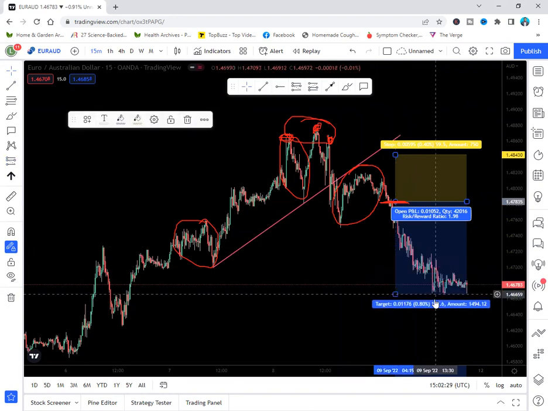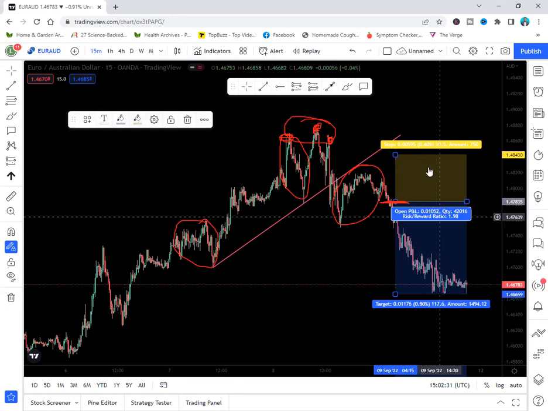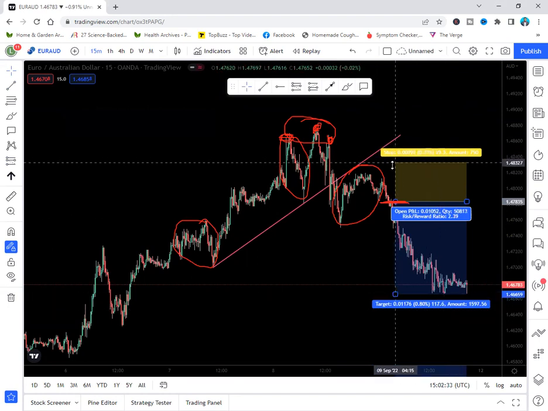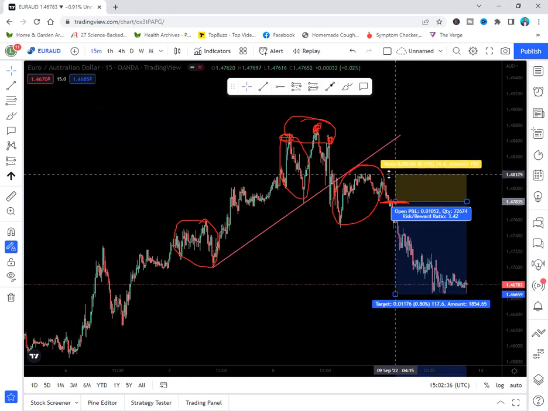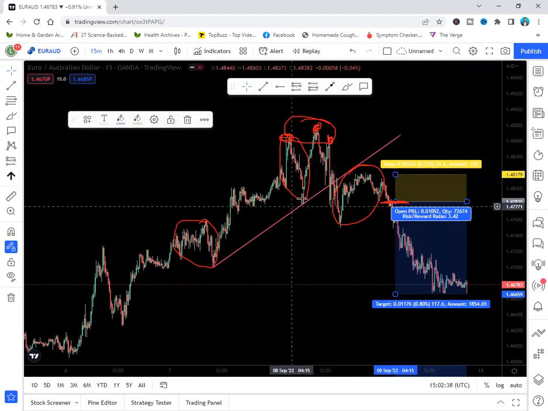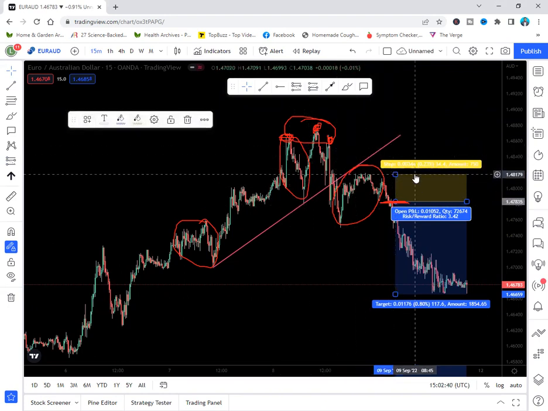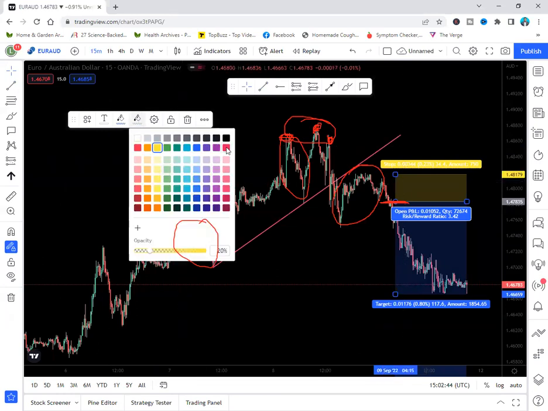How many pips? This is 117 pips. And so you put your stop loss at the end of where the trend line is broken. So the stop loss, maybe this color is not too good. Let me change it to maybe red. Good.